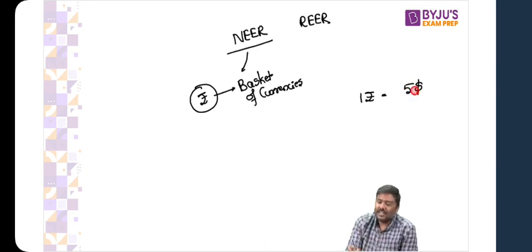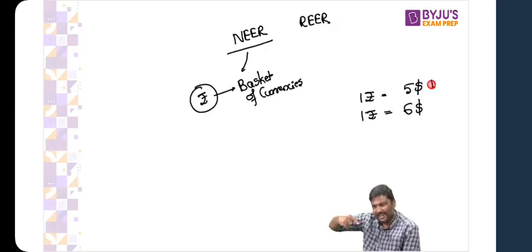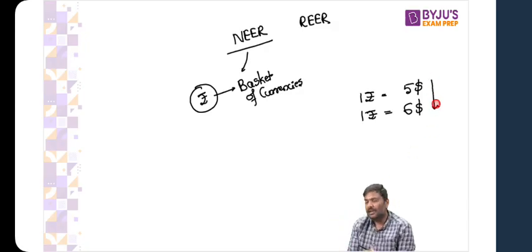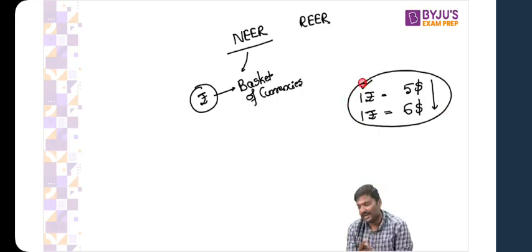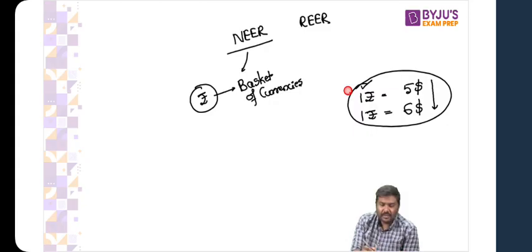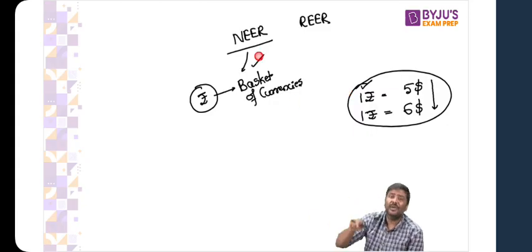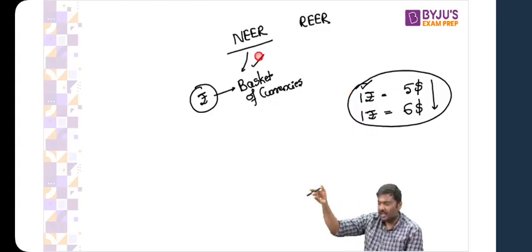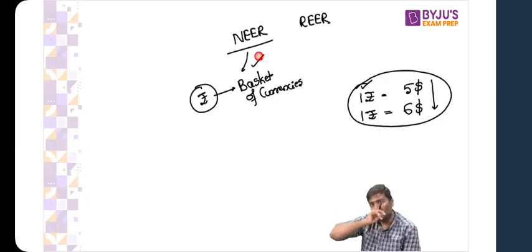Just a simple example. If 1 rupee is equal to $5 and then 1 rupee is equal to $6, in terms of index, the index number has increased. But what has happened to the value of rupee? Can I say the value of rupee has increased here? All of you okay with this? Value of rupee in this example has appreciated, whereas value of dollar has depreciated. Same way, if NEER index goes up, it simply means the value of rupee against a basket of currencies has appreciated. If NEER index falls down, value of rupee has depreciated against a basket of currencies. Simply remember this.